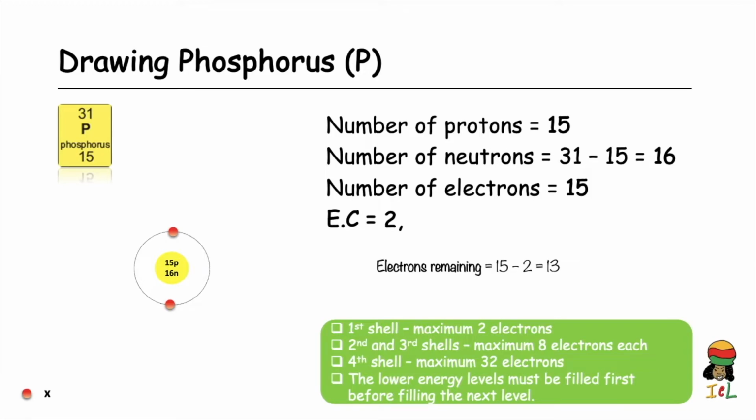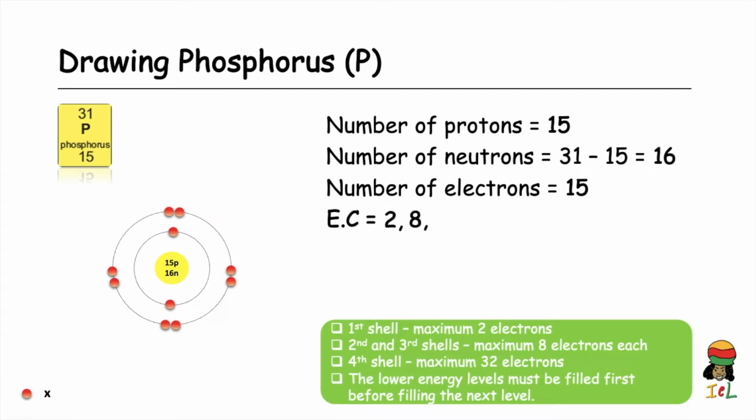Since the first shell has its maximum of 2 electrons and we still have a balance of 13 electrons to be arranged on the atom, we then draw a second shell. The second shell can hold a maximum of 8 electrons. Now, since 8 is less than the 13 electrons we have to arrange, we can place the maximum number of 8 electrons on the second shell. Note, when filling the second shell, we place the first 4 electrons at a maximum distance apart, then pair them to complete the 8 electrons.